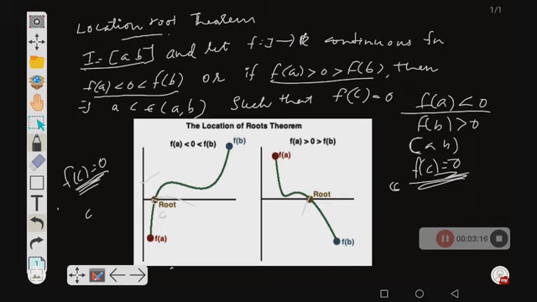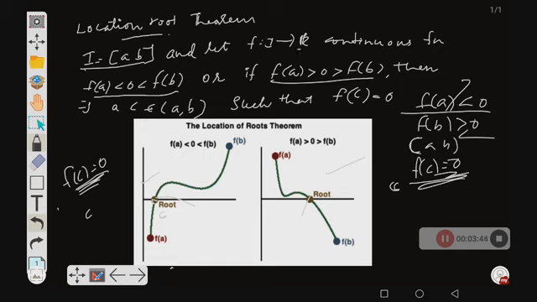In a similar way, if f satisfies this condition, that is f of a is greater than 0 and f of b is less than 0, then also there exists a c such that f of c equal to 0. Then also c is a root of the equation f of x equal to 0. This is the location root theorem. We are locating where the root of the function f of x is. For that we need two conditions.